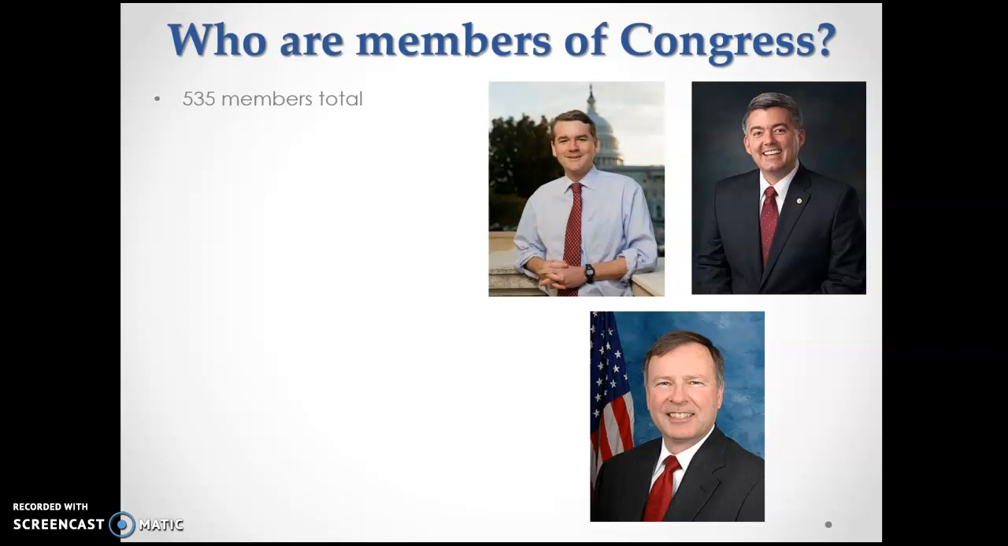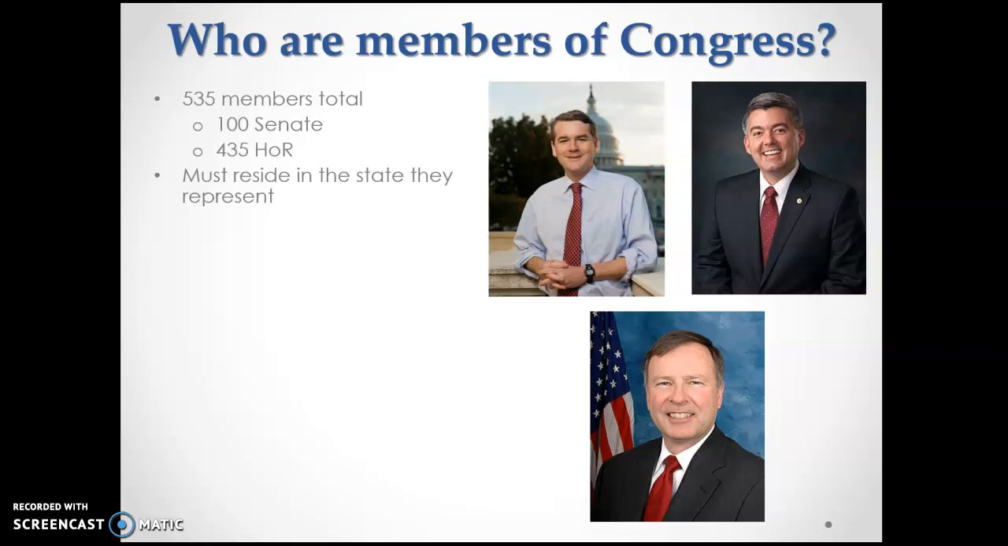If we are talking about both, then when we say who are members of Congress, the answer is, well, it's 535 members total, with 100 in the Senate, elected for how long? 6 years, and 435 in the House, elected for how long? 2 years. Right? And so these 535 members represent the legislative branch of our government. They make laws, they do oversight, they are the heart of American democracy, plain and simply.